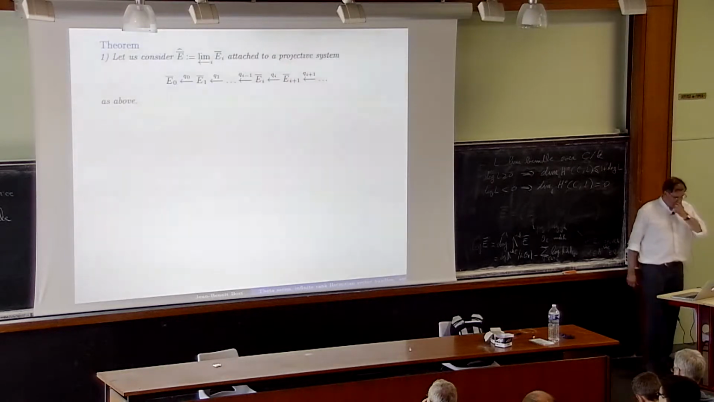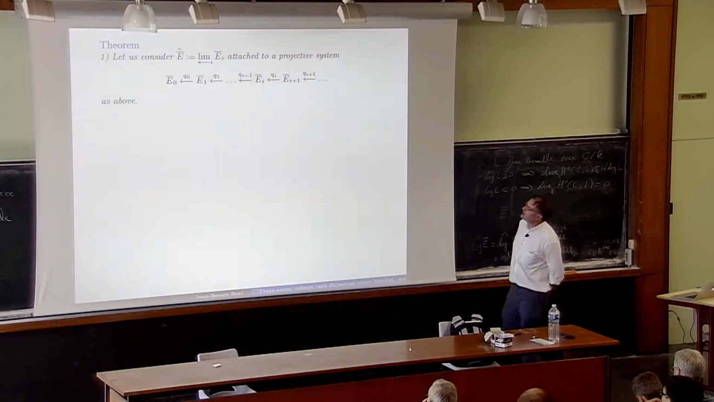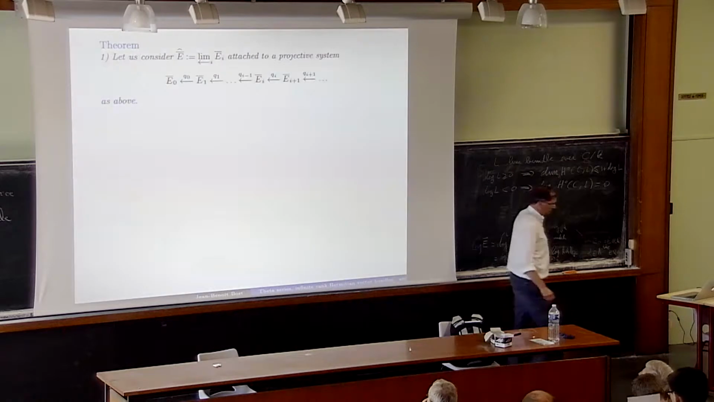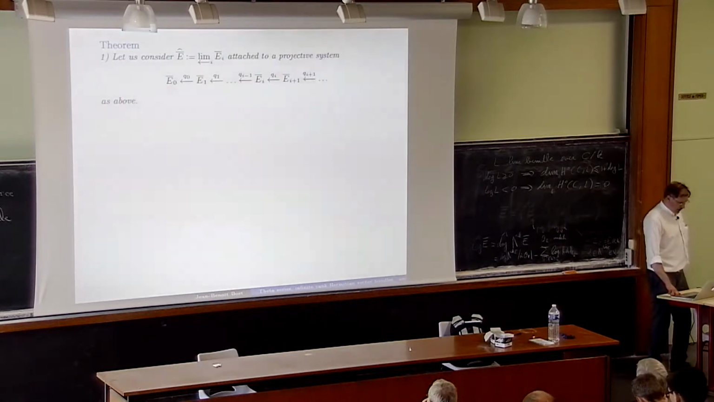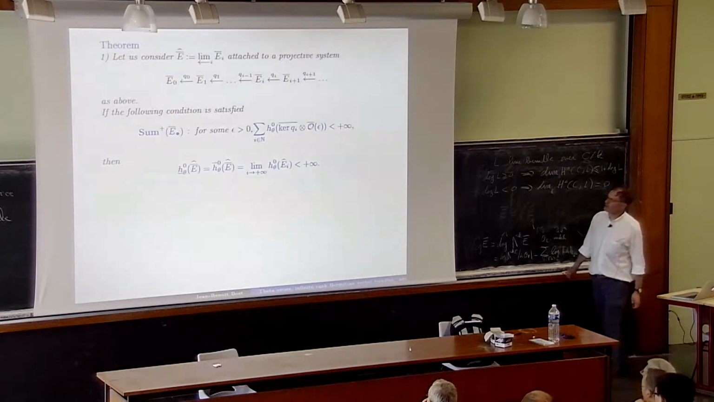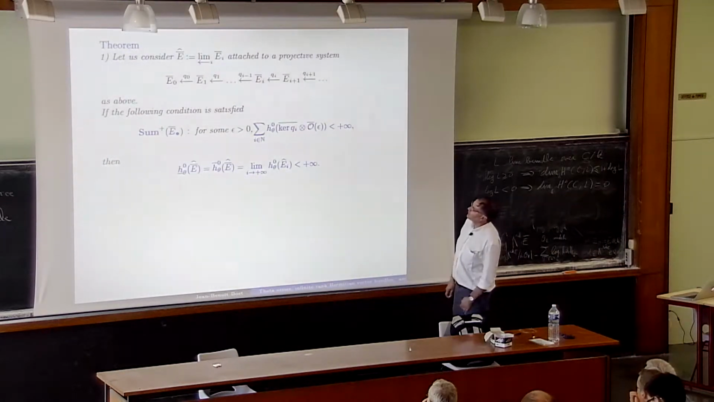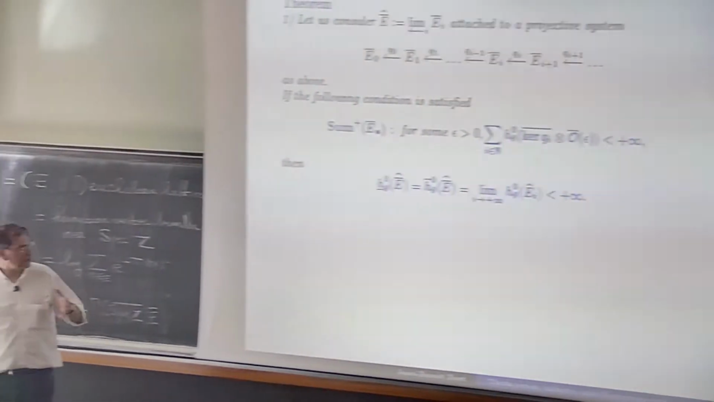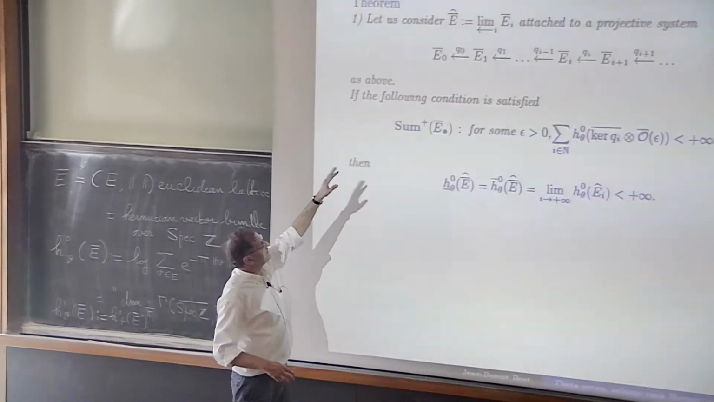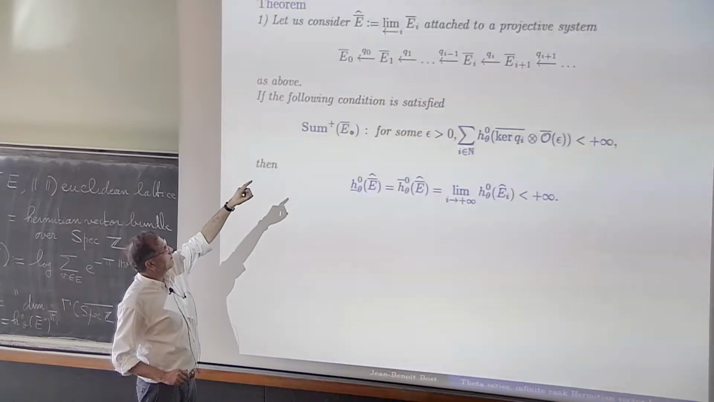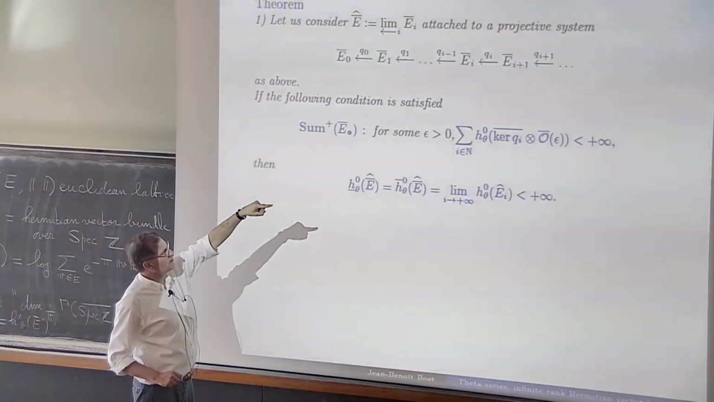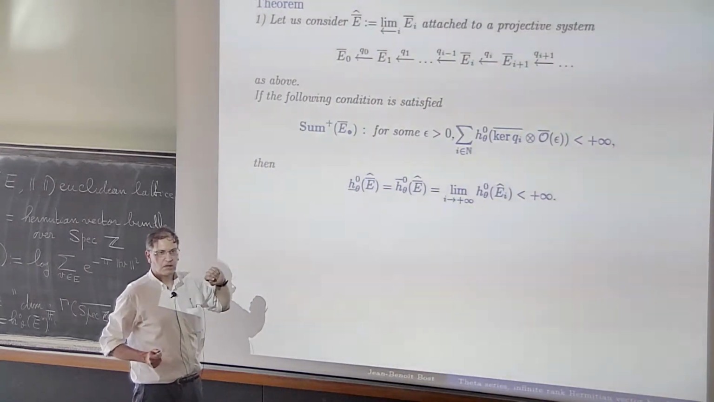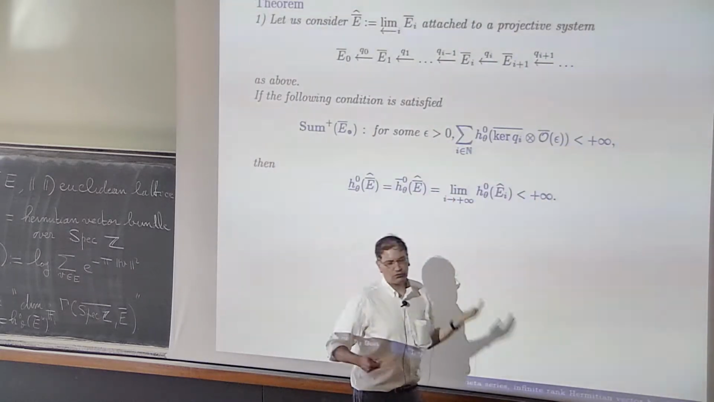Now, here is a main technical theorem. Assume you start with a projective system as above. And I claim that if the following summability condition is satisfied, so I have to explain what it is. You see, you have a projective system of Euclidean lattices. So you may think that at every step, when you go from E_i to E_{i+1}, in some way you take some extension by some kernel of Q_i. And this kernel of Q_i has a natural lattice structure.